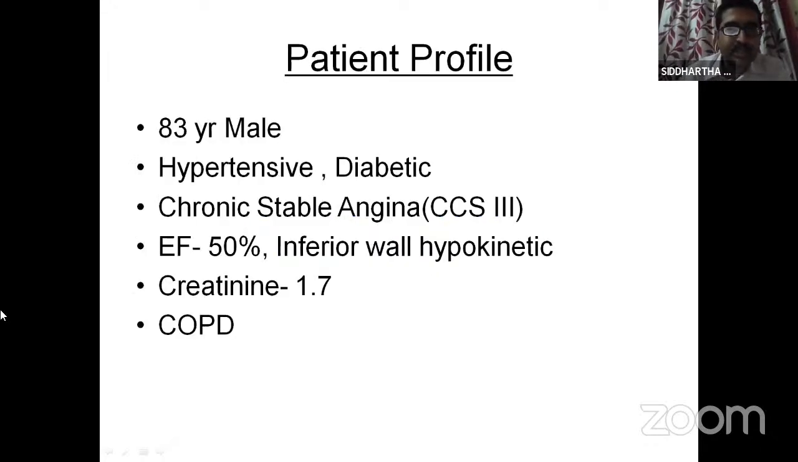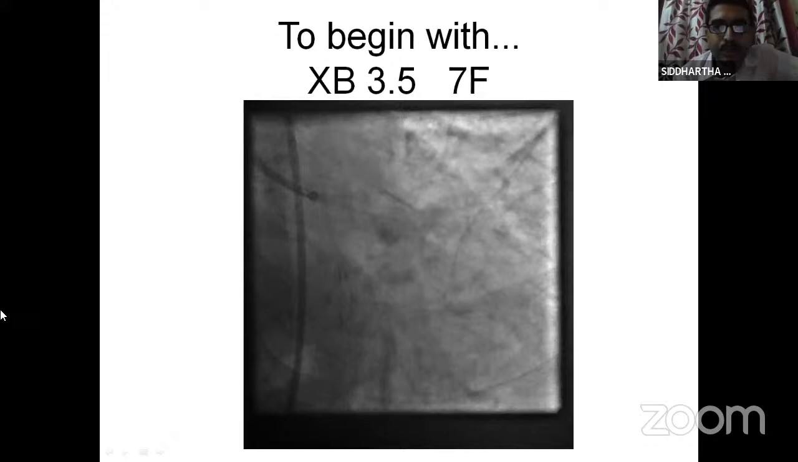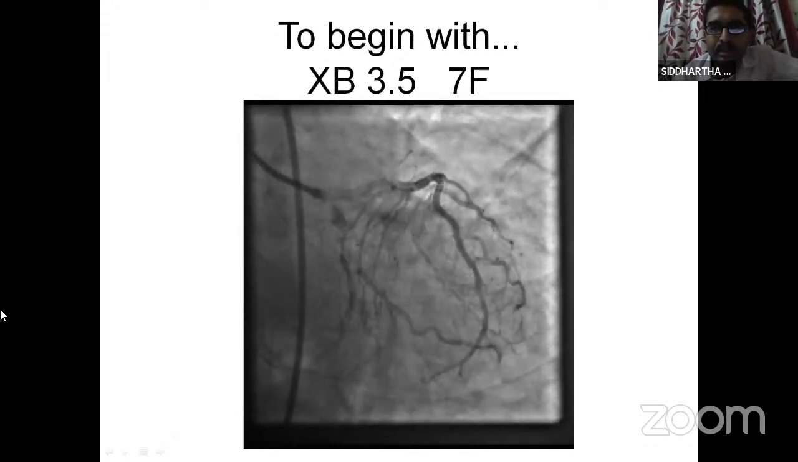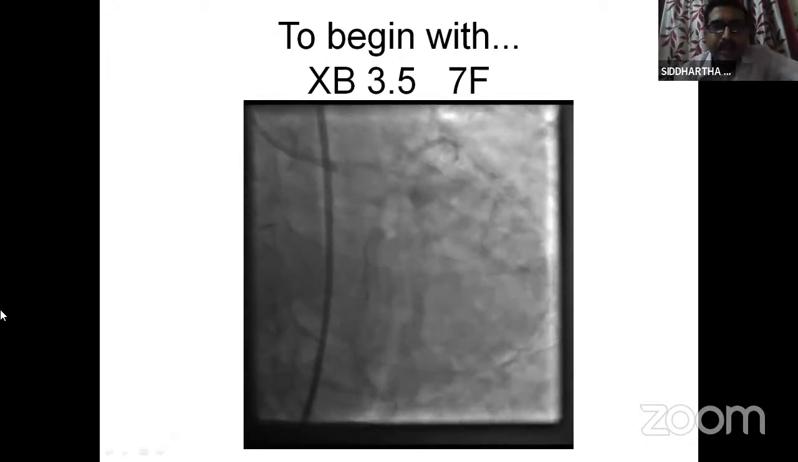I will show you a calcified left main bifurcation case, with a few points to discuss. My patient was an 83-year-old male, hypertensive and diabetic, presenting with chronic stable angina and an ejection fraction of 50%, with some inferior wall hypokinesia. The renal function was a bit compromised. Creatinine was 1.7 and he had COPD as a comorbidity as well. So this was the lesion I was going to approach.